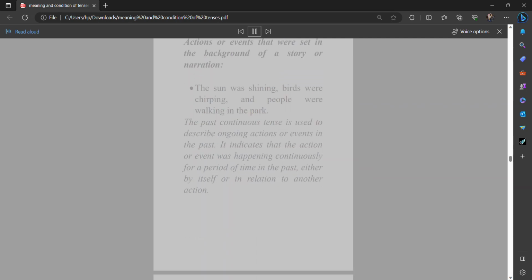Actions or events that were set in the background of a story or narration. The sun was shining, birds were chirping, and people were walking in the park. The past continuous tense is used to describe ongoing actions or events in the past. It indicates that the action or event was happening continuously for a period of time in the past, either by itself or in relation to another action.